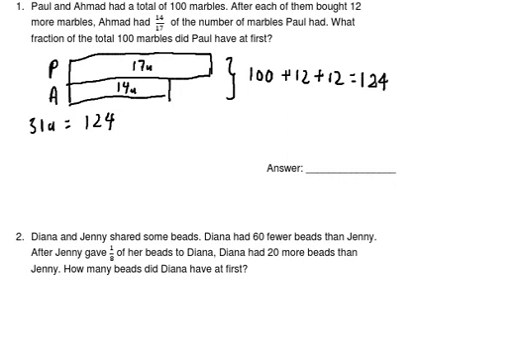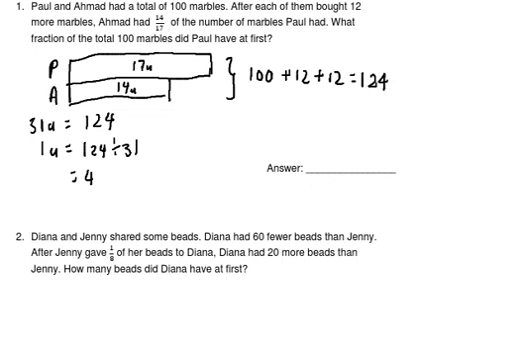So Yongqian, tell me, 1 unit equals to how much? 124 divided by 31, right? Equals to 4. So 124 divided by 31 equals to 4. So I know that 1 unit equals to 4. Okay? What fraction of the total 100 marbles did Paul have at first?